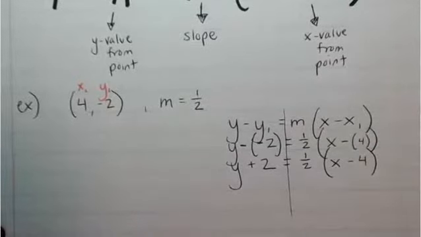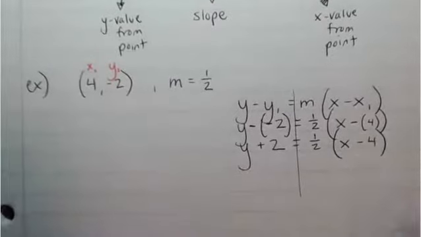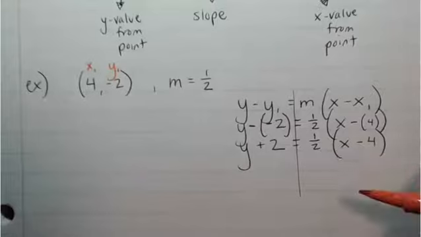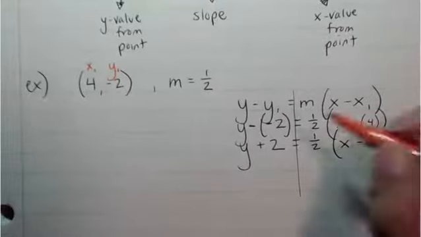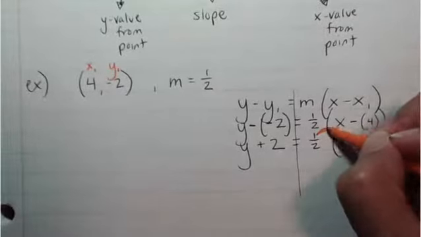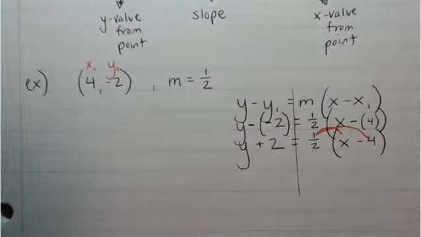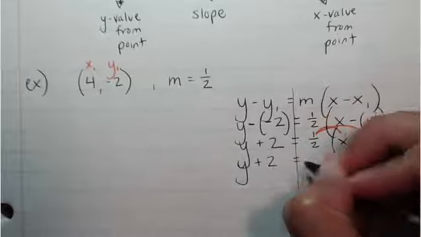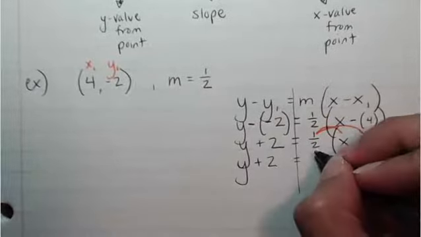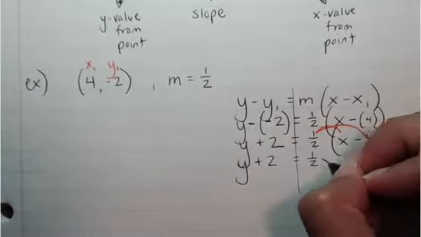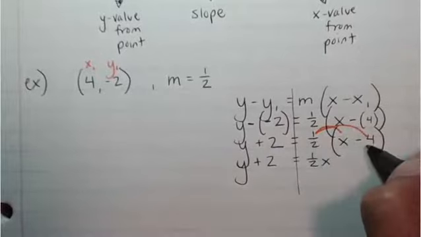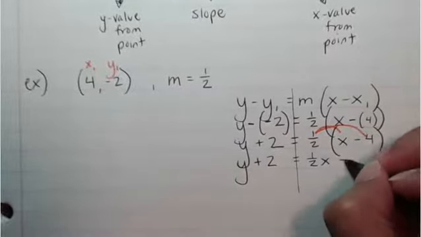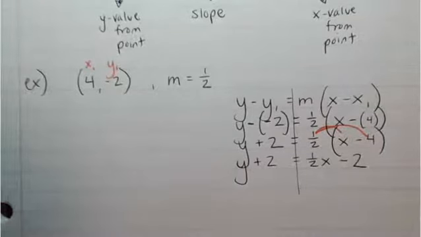Now how do I simplify this right side? Okay, I have a variable and a number, so I'm going to have to do something with this 1/2. What do I have to do to get rid of those parentheses? I have to distribute the 1/2 times everything in the parentheses, which leaves me with y plus 2 on the left. 1/2 times x is 1/2 x. 1/2 times -4 is -2.